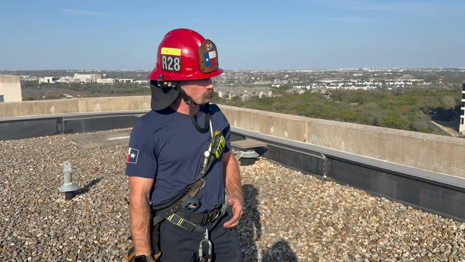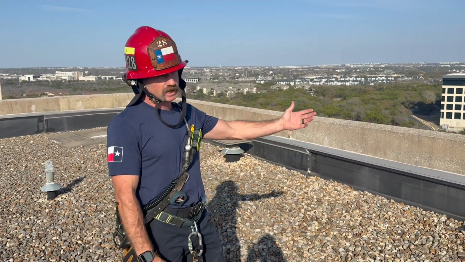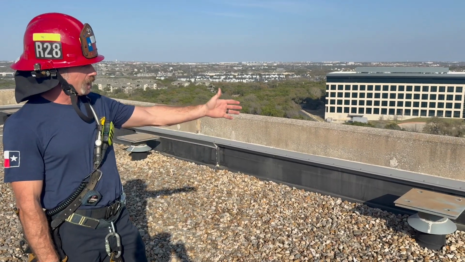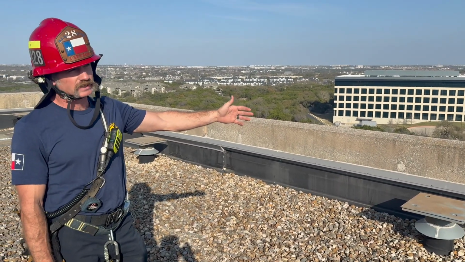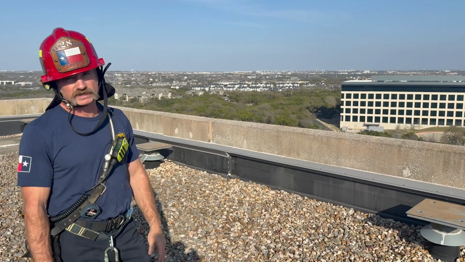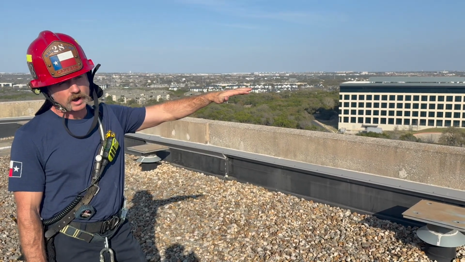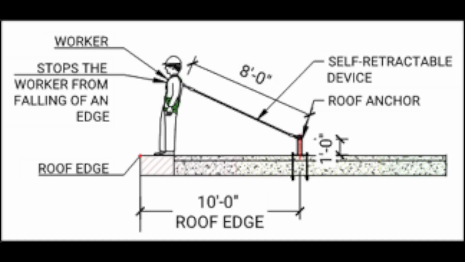All right, another place where you want travel restriction is a leading edge like we have here, where that parapet gives you a false sense of security, thinking that you have fall protection, but it's not that 42-inch high handrail that's required by OSHA. So if you were to approach this edge standing upright, you would need to be in fall protection. And so the travel restraint kit would be a perfect opportunity to use that.